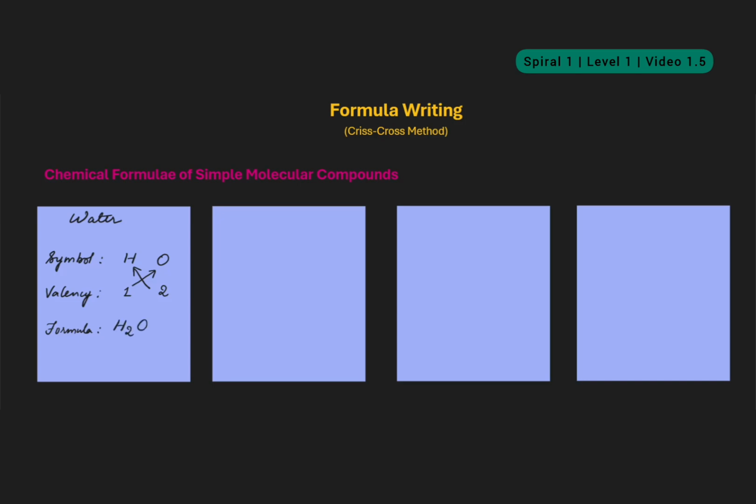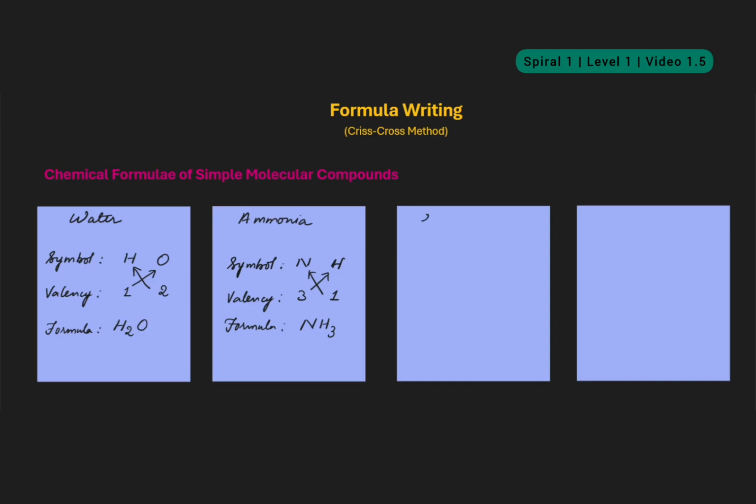Okay, let's take another example. Ammonia. What's the symbol? It is nitrogen and hydrogen. Valency, it is 3 and 1. Then we will do the crisscross, and our formula is NH3.